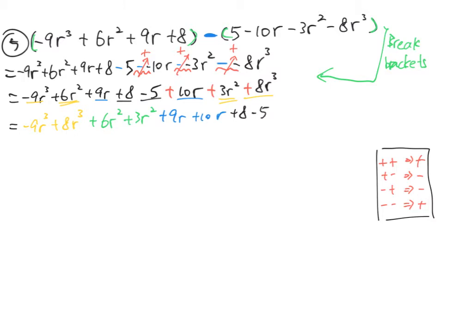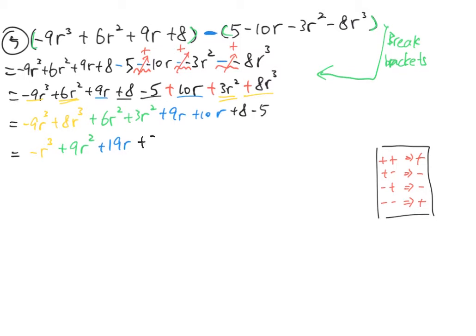At last, we simplify it. The first two terms, minus 9 plus 8, is minus 1r, which can be written as minus r cubed. Then 6 plus 3 is 9r squared. 9 plus 10 is 19r. And the last, 8 minus 5, is positive 3. Okay, finish. Alright, let's go on.